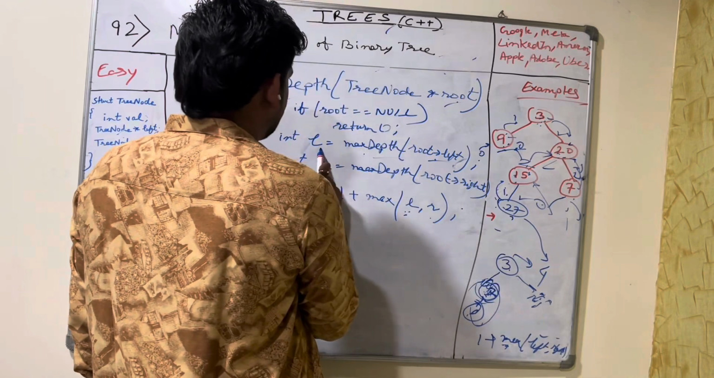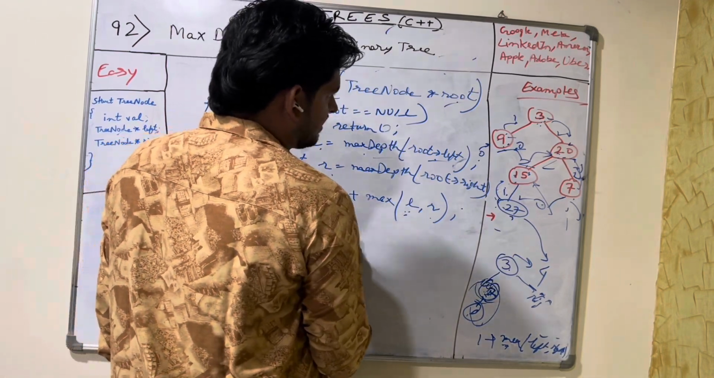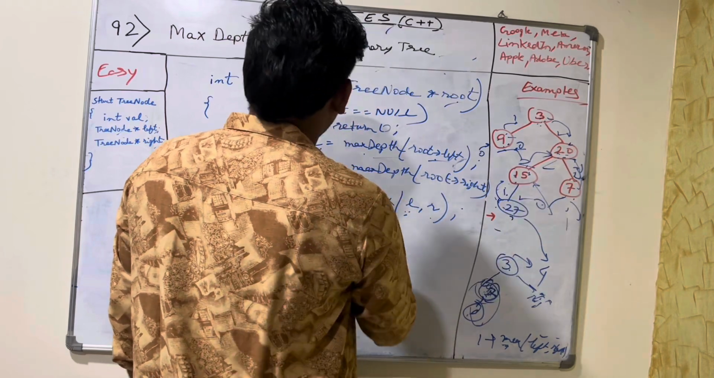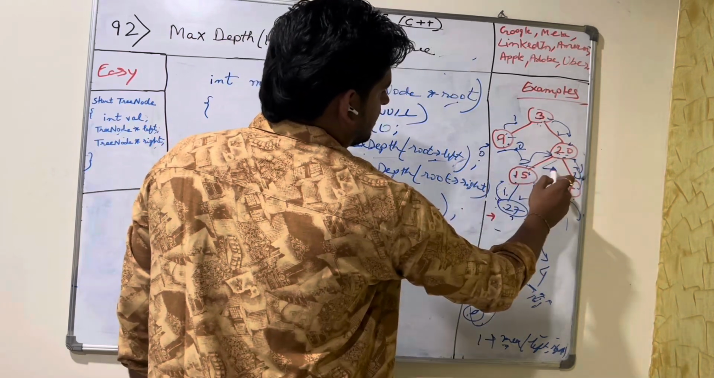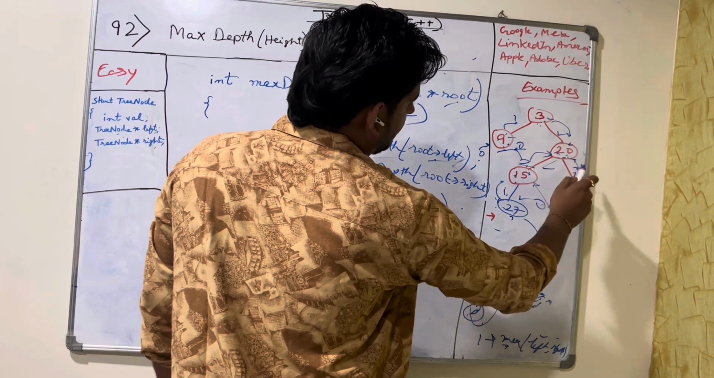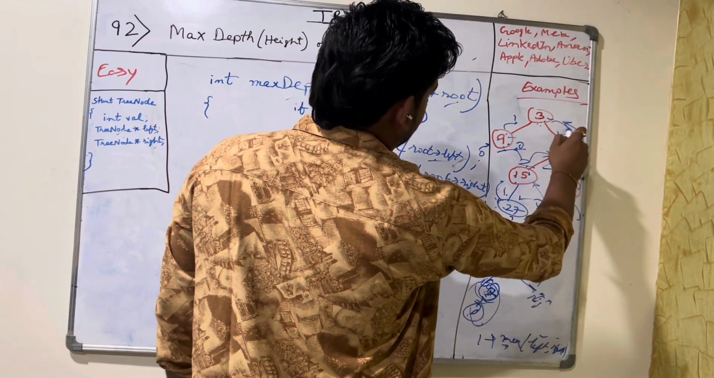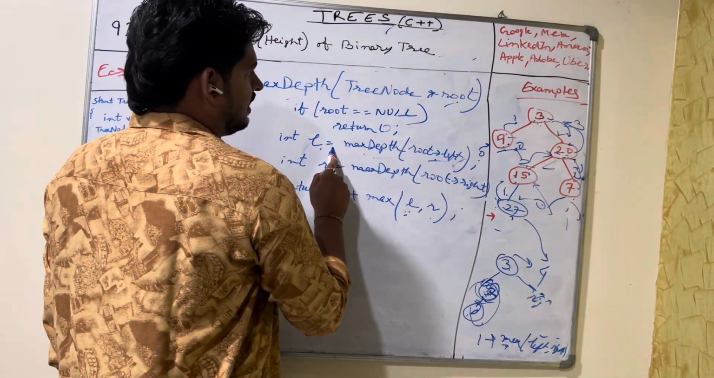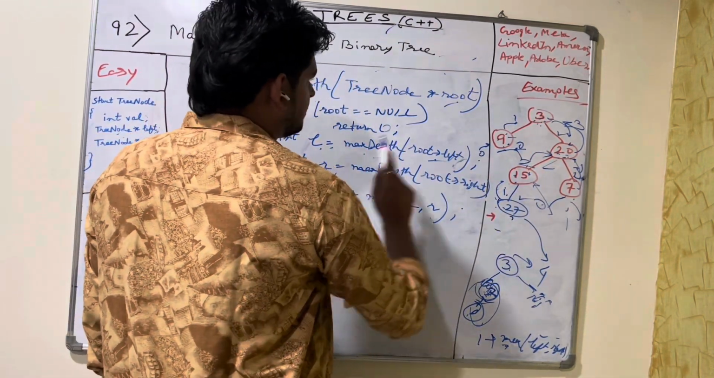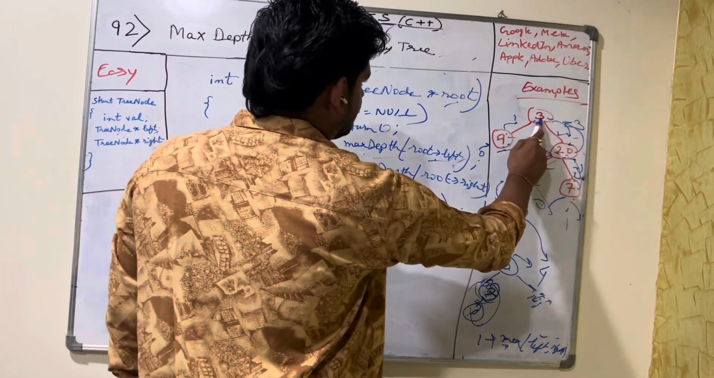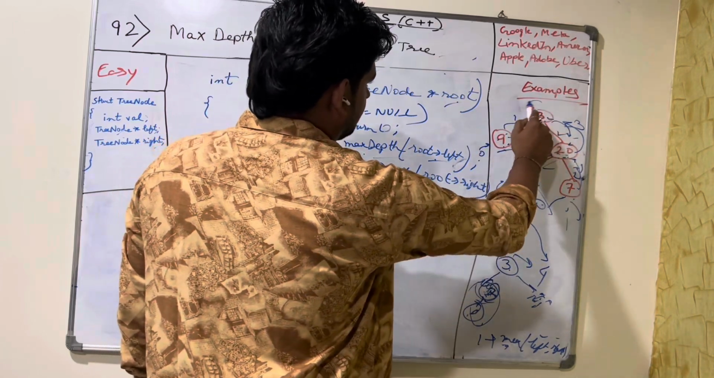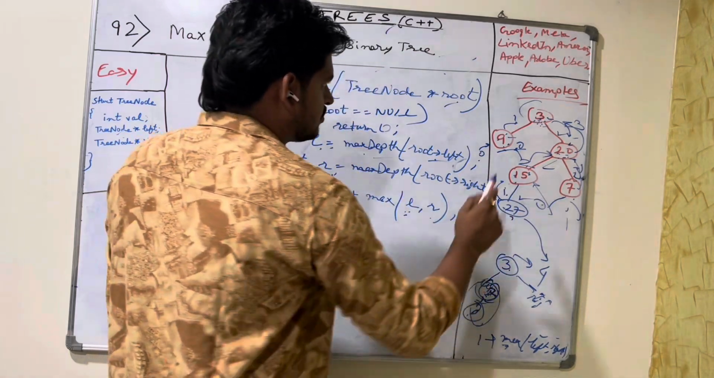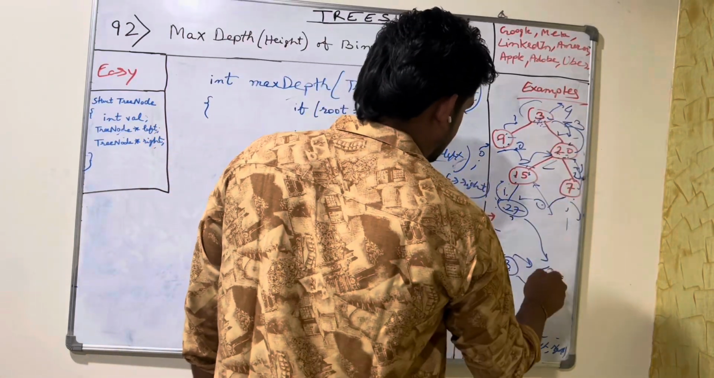Okay, so now L is 2, R is 1. So what would be the max height of this? What would this return? 1 plus max of 2 and 1. What is max? 2. So 1 plus 2, 3. So this 20 will get 2 here and this will return 3 here. Now for this root, the left value is 1 and the right value is 3. So what would this return? The main function where it started, 1 plus max of 3, 1. So 1 plus 3, so 4. So this will return 4, which is the answer.